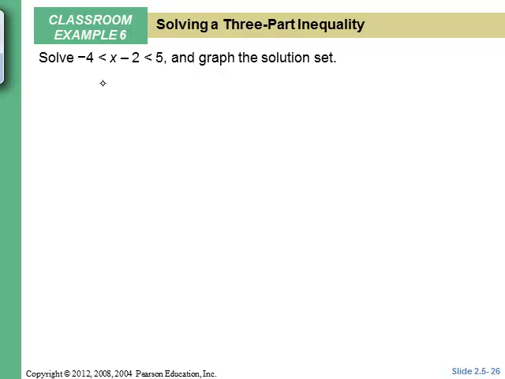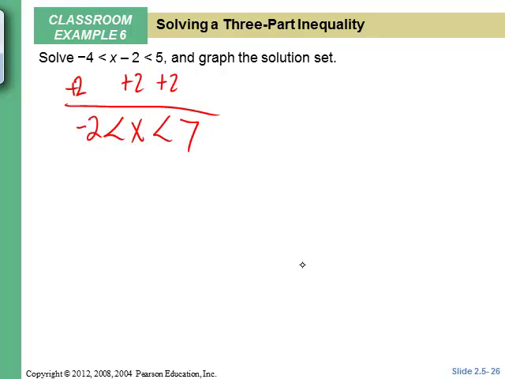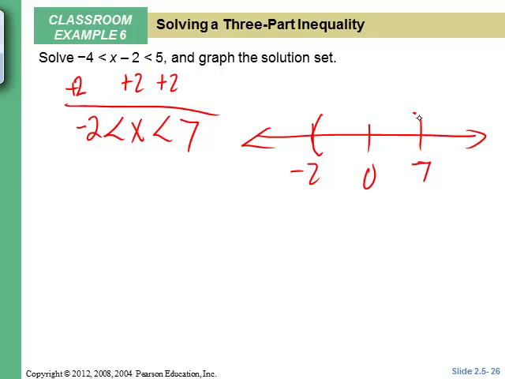We have to solve this by adding 2 to all 3 parts. Negative 4 and 2 is negative 2 is less than x. 5 and 2 is 7. Graph it. Here's negative 2. Here's 7. Here's 0. Since it's parentheses here, we would do it like this. Parentheses negative 2 comma 7 close parentheses.